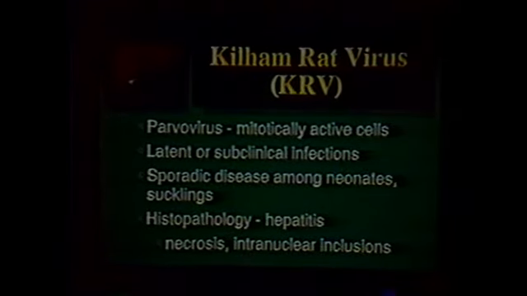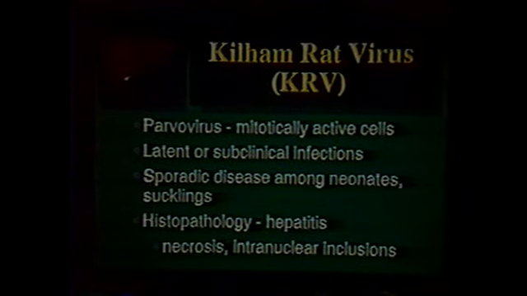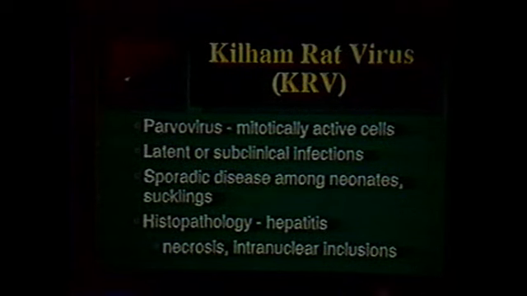The hepatobiliary system is the next system I'll consider, and we'll start with the viral diseases again. The viral disease of choice is the Kilham rat virus, which is a parvovirus. In some of the literature, you'll see this indicated as Toolan's H-1 virus.